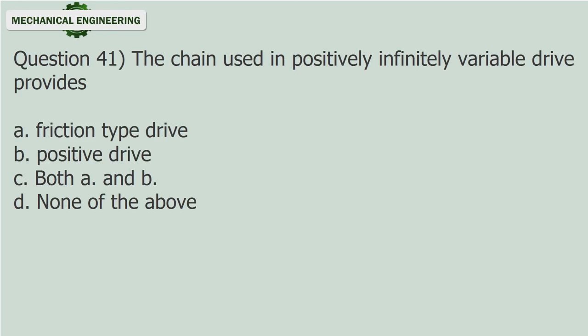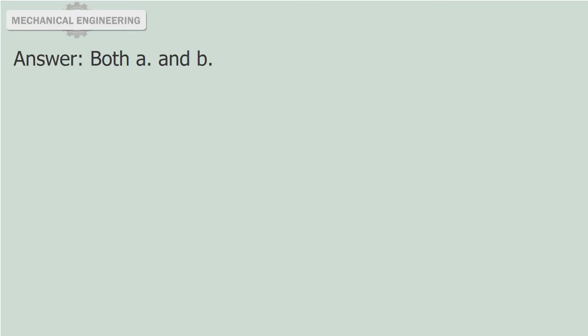Question 41. The chain used in positively infinitely variable drive provides A. Friction type drive. B. Positive drive. C. Both A and B. D. None of the above. Answer: both A and B.